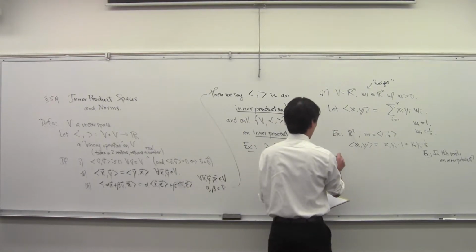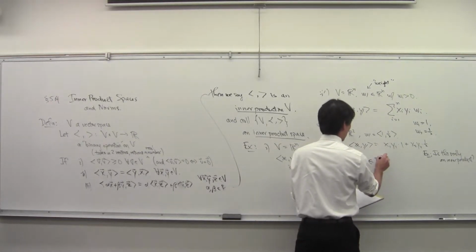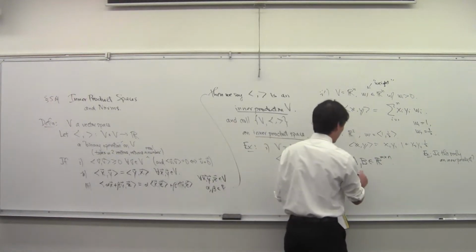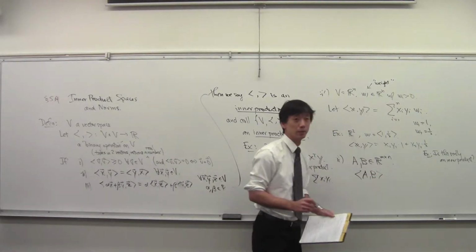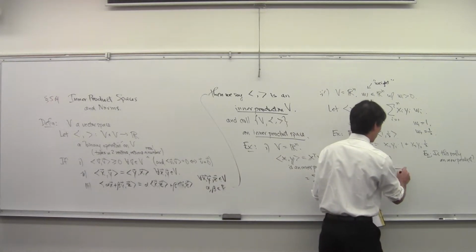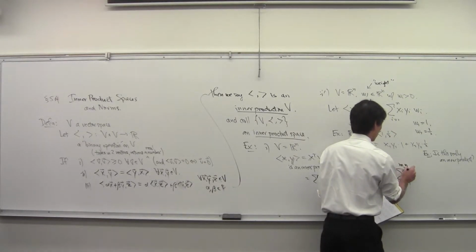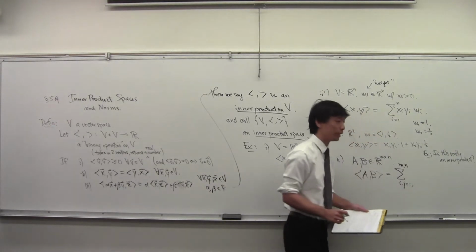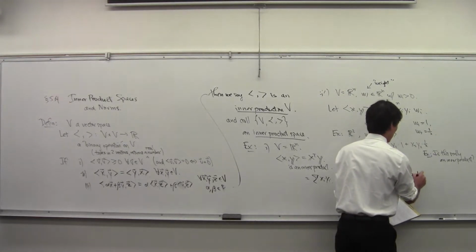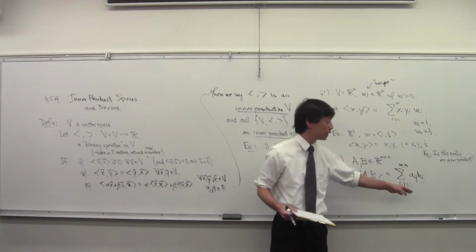Some more examples. Suppose we have two matrices. We can define an inner product on the matrices. What we'll do is just sum over all indices, so i and j go from 1 to m and to n, respectively, and just multiply the corresponding entries and then add them together.